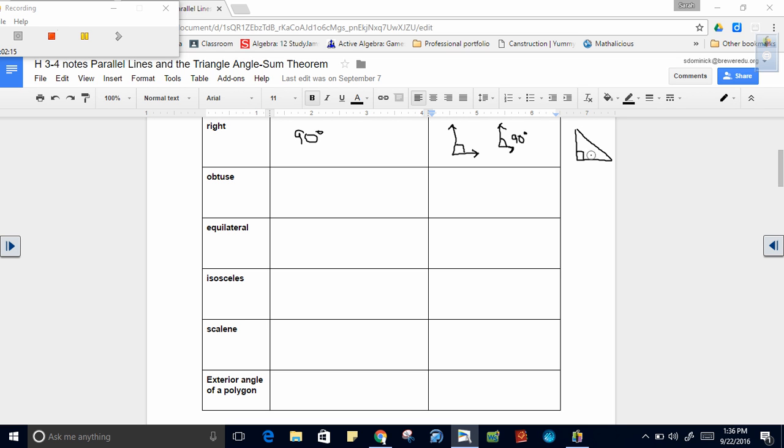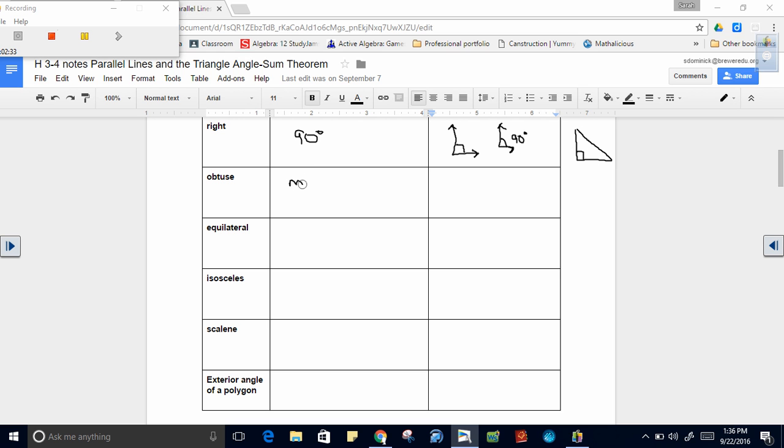And only one of your angles is going to be 90 for a right triangle. If you think about that, if you've already used 90 in your triangle, you only have 90 degrees left to work with. These both can't be 90, right? So if you have one right angle, that's all you could have.